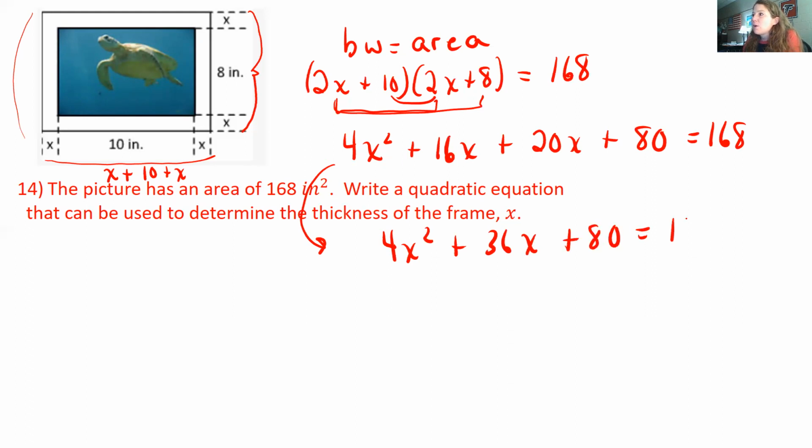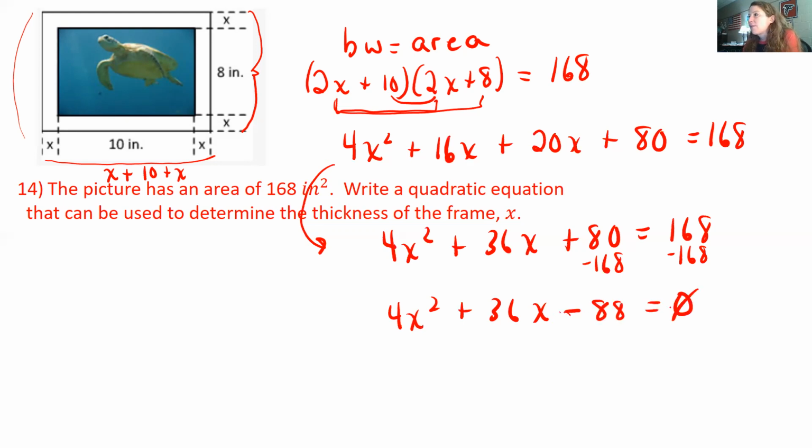And then we always want our quadratics to be set equal to 0. So I'm going to subtract 168 from both sides. So I have 4x squared plus 36x minus 88 is equal to 0. So write a quadratic equation that can be used. That's it right there. That's the best answer.